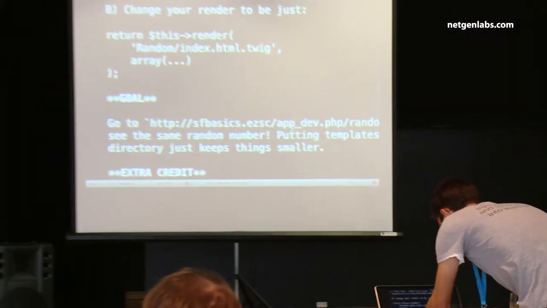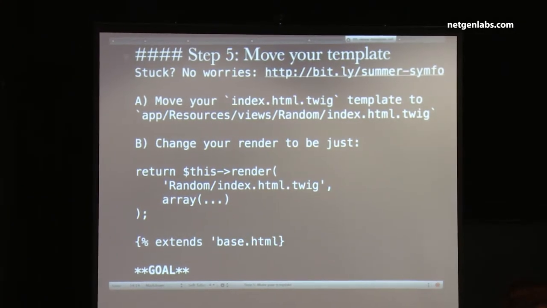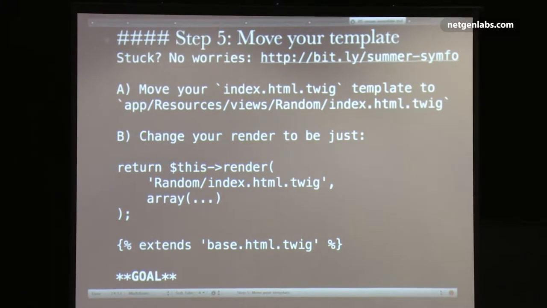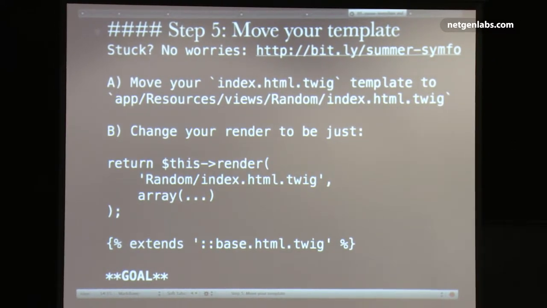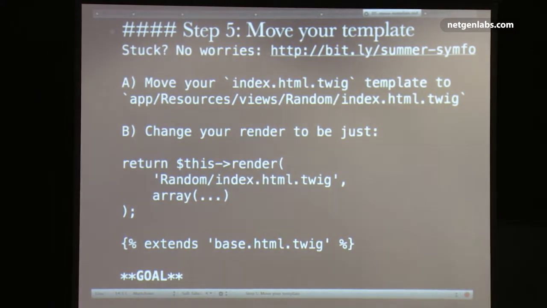When you say render random slash index.html.twig, it looks in the app resources views directory. It's the same thing with the extends tag. You can just say extends base.html.twig. When you say that, it looks in the app resources views directory. So you don't have to change this. I'm just pointing this out. This is actually the extra credit on this one. That is sufficient enough. Historically, you'll see it with two colons in front of it, that cryptic syntax, they're identical. If you don't use any colons, it looks in app resources views, and that'll work just fine.